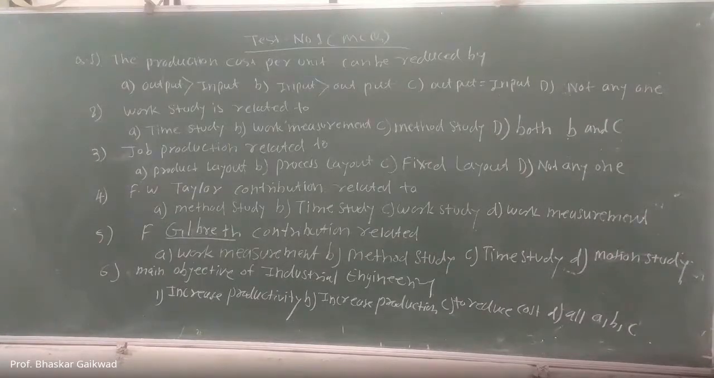C. Question number five, F. Gilbert contributions related to work measurement, method study, time study, and motion study. And the last question, that's the sixth question: main object of industrial engineering, increase productivity, increase production, reduce the cost, and D, all ABC.